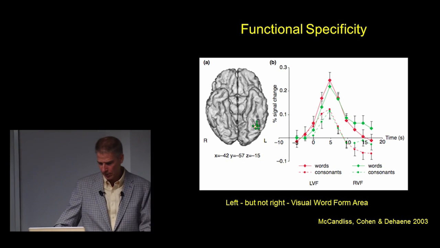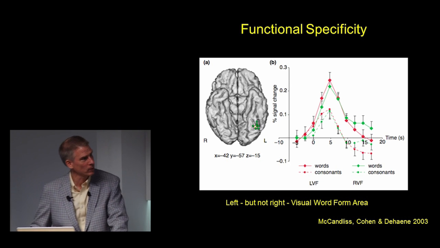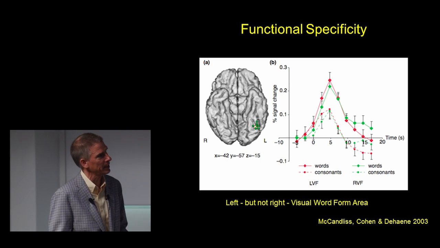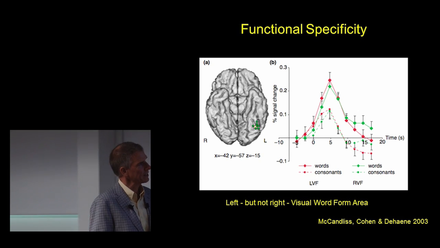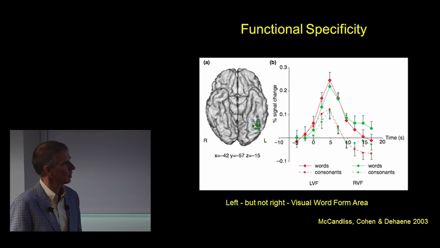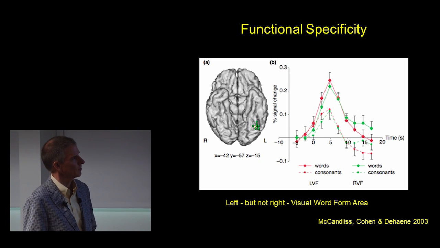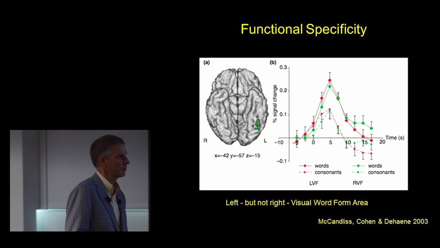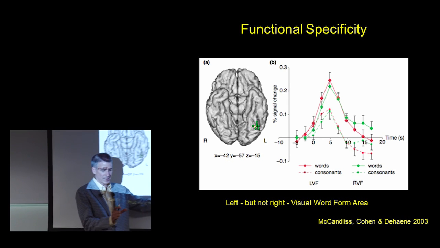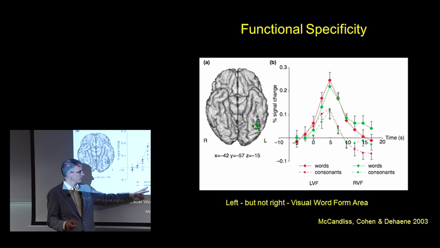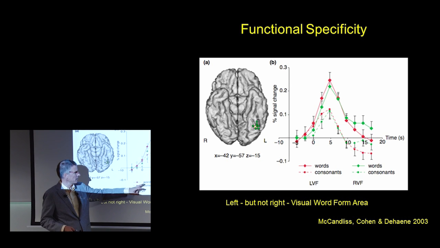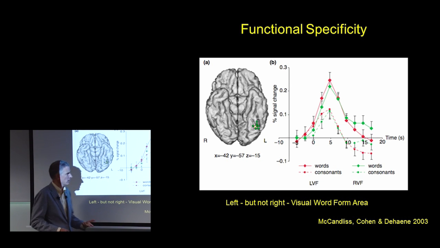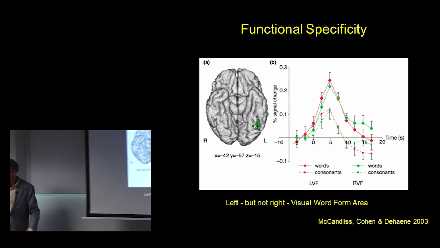Here, this is a slide from Stanislas Dehaene, one of the people who discovered this visual word form area. Again, on the left side, it specifically responds to words, and typically it responds much stronger to real words rather than just a random matched list of consonants. So if you just have a random six letters that don't mean anything, this area will be activated, but it'll be much more strongly activated if you actually present real words.